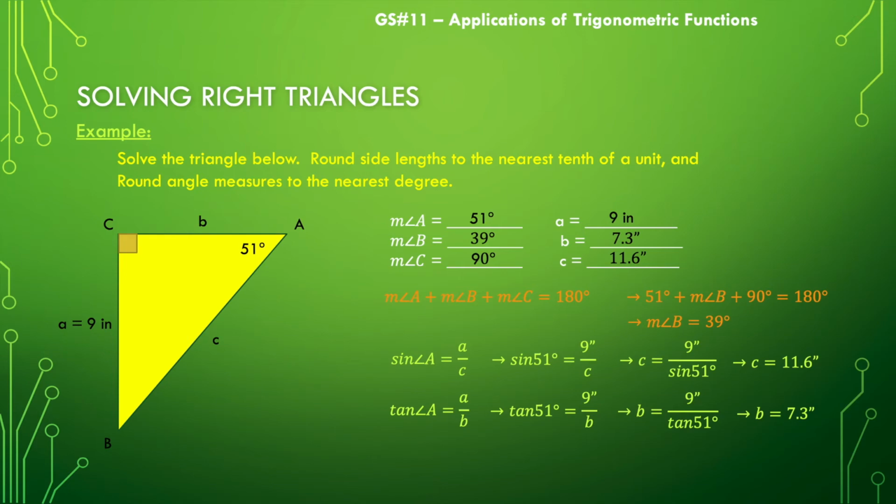Now I've got my side lengths and my angle measures, and it's always a nice idea to check our work, and that's why I did not use the Pythagorean theorem to get the third side length. So now I can check it using the Pythagorean theorem. Putting in the legs of that triangle, is 9 squared plus 7.3 squared equal to 11.6 squared? Well, when I crunch those numbers, it's darn close. This ends up being 134.29, and this is 134.56, and that's just because we rounded a little bit.